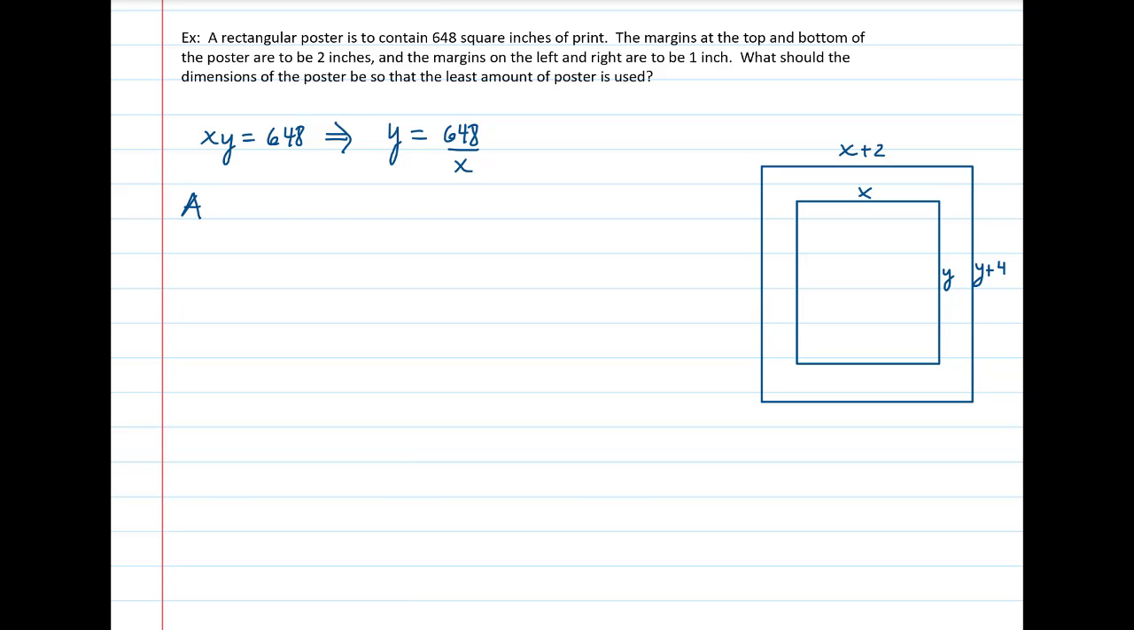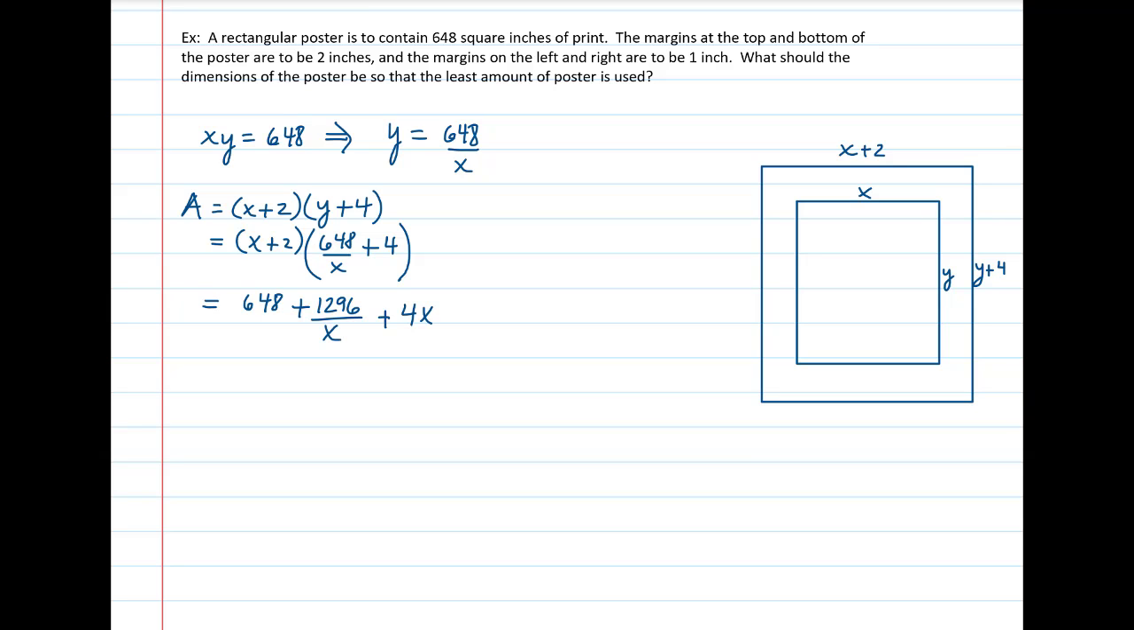Now, using the information that we have from the problem, we have the product, which is the area where the print is going to go. It's going to be x times y. So that's equal to 648, given by the problem. I solve for y because I'm going to have to substitute that into my primary equation, which is the area of the poster, right? So the area of the poster is x plus 2 times y plus 4.